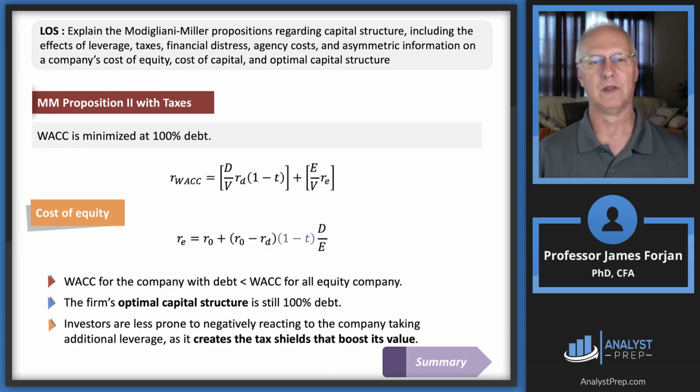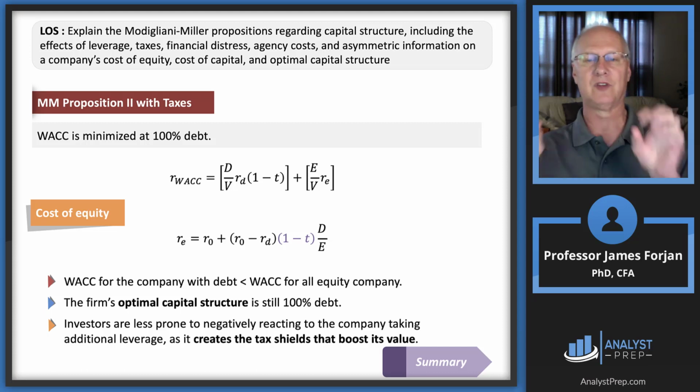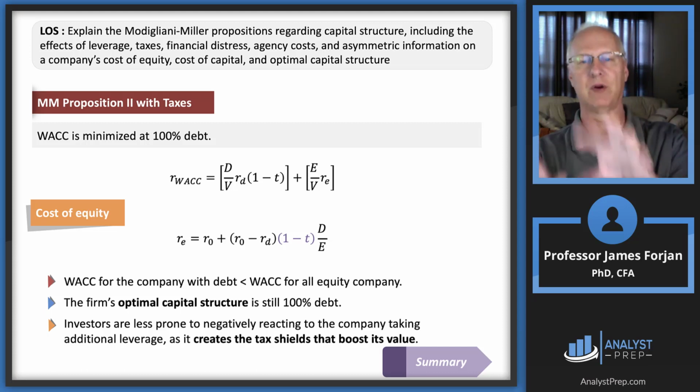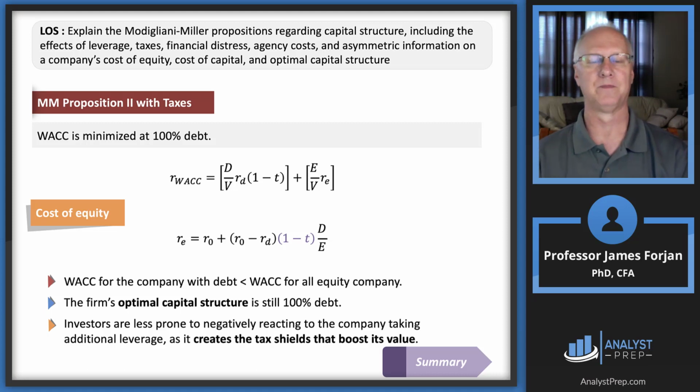Now, the one adjustment for Proposition 2, which is our equation for weighted average cost of capital and the cost of equity, is just to throw the 1 minus the tax rate in there. And you can prove that since debt financing is cheaper than equity financing.